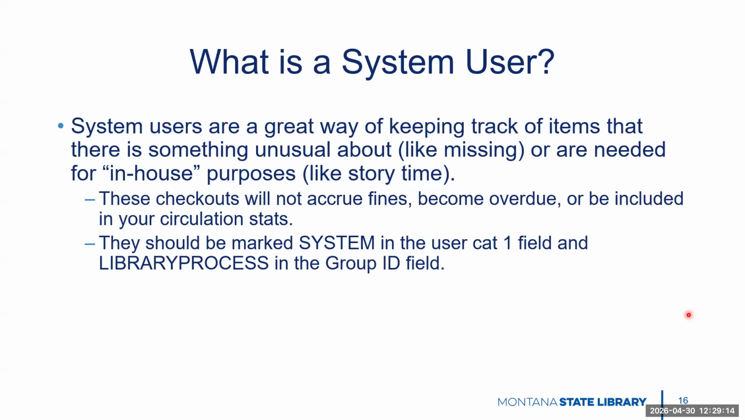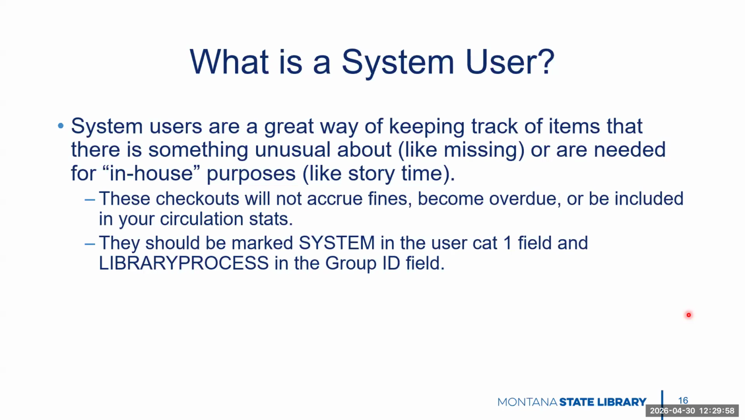Now I'm going to talk about some other things that deal with system users, just kind of give you an overview. A system user is somebody or some account that you use to keep track of items that you need for internal purposes, whether you're doing a big relabeling project or you're checking something out to story time or to a tech services account like repair or cataloging or even missing is also considered a system user account. And those accounts don't accrue fines, they don't become overdue, they're not included in your circulation stats, and they exist outside of these automated processes that I went over.